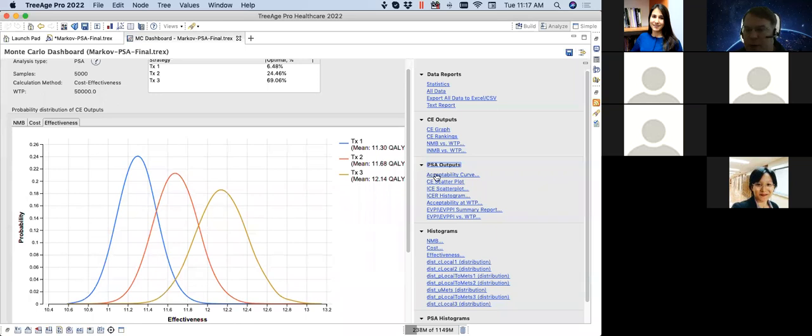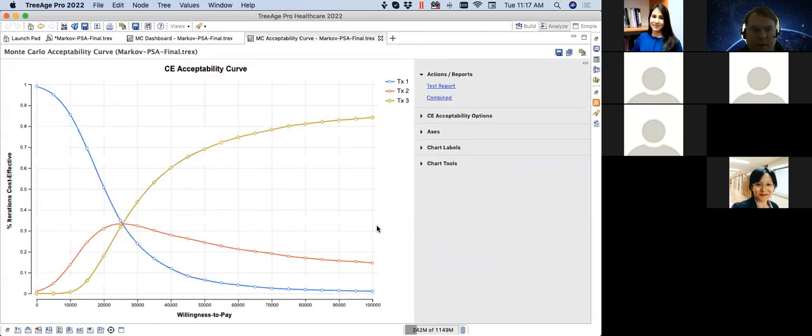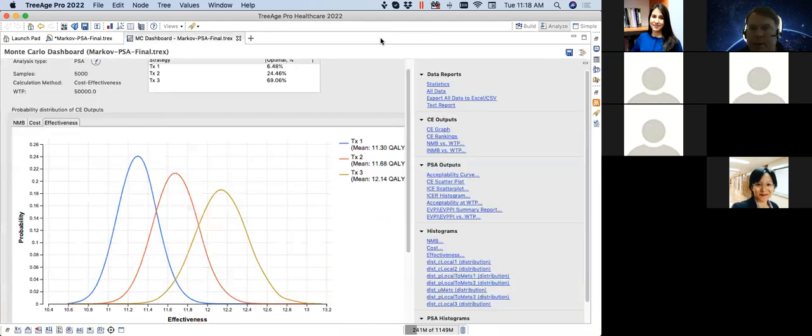And then, of course, your options for secondary outputs, with the PSA being the most common one that you'd use. Here's your acceptability curve, right? As the willingness to pay goes up, more and more of our iterations are going to favor treatment 3. And at 50,000, that's where you got nearly 70%. Common output. I'll show you the ICE scatter plot too.